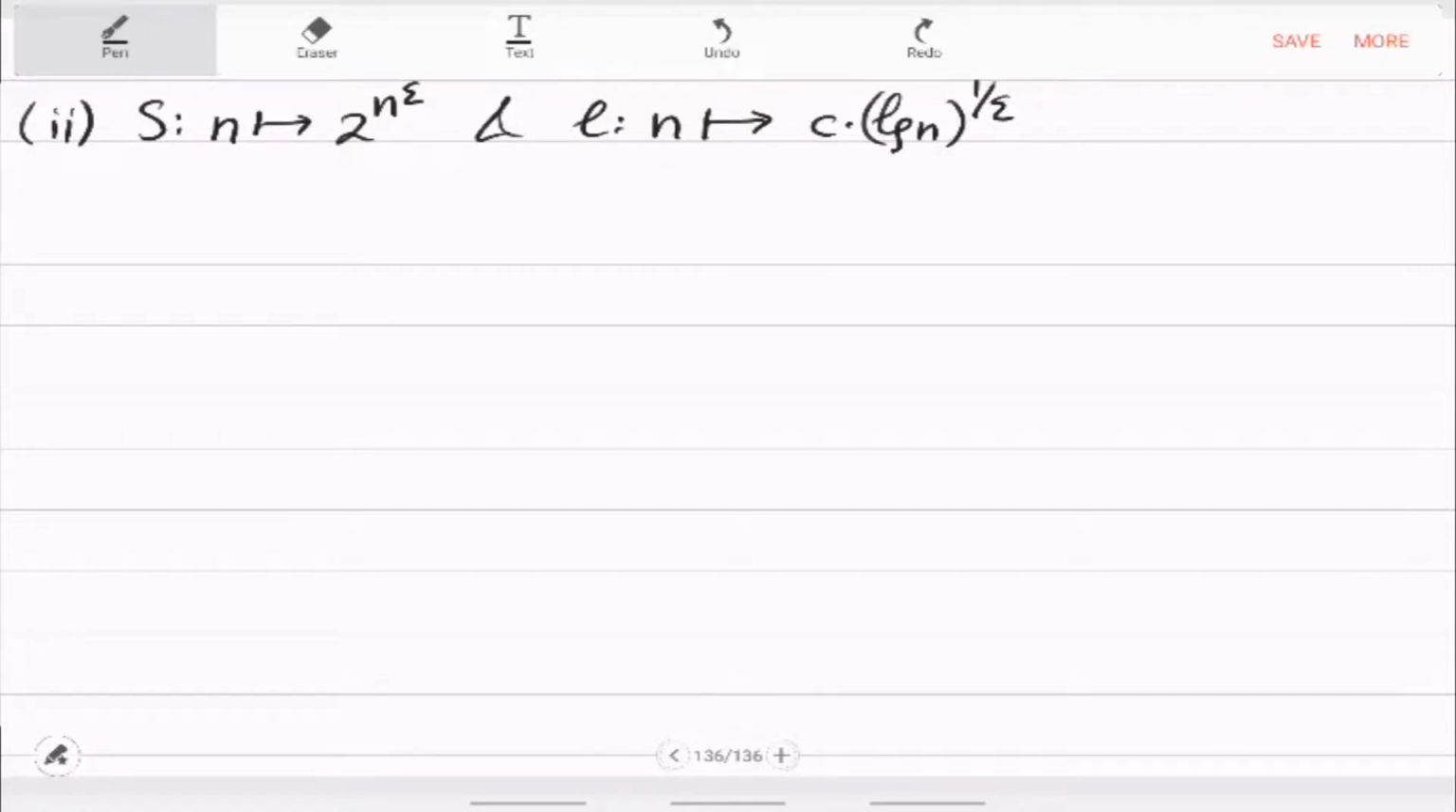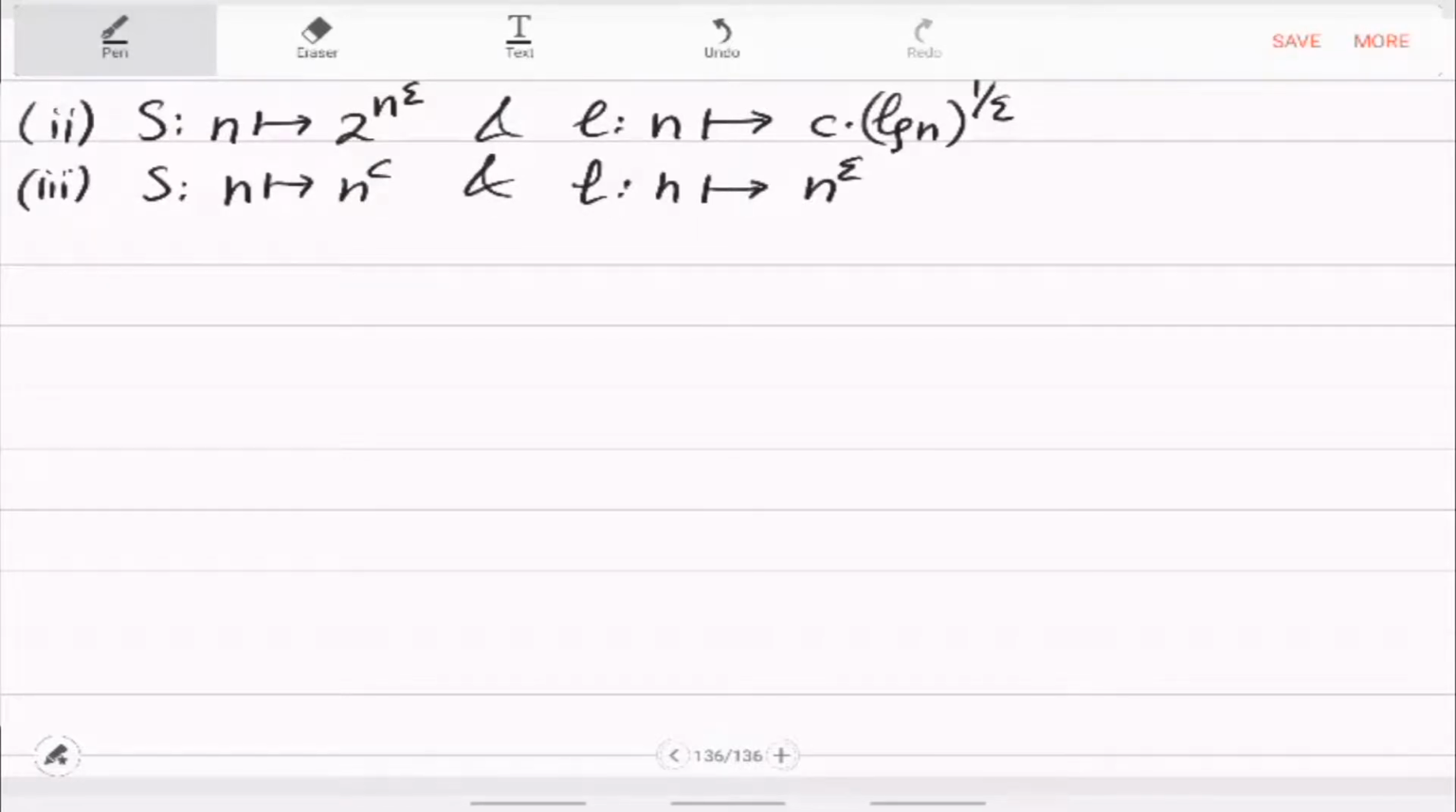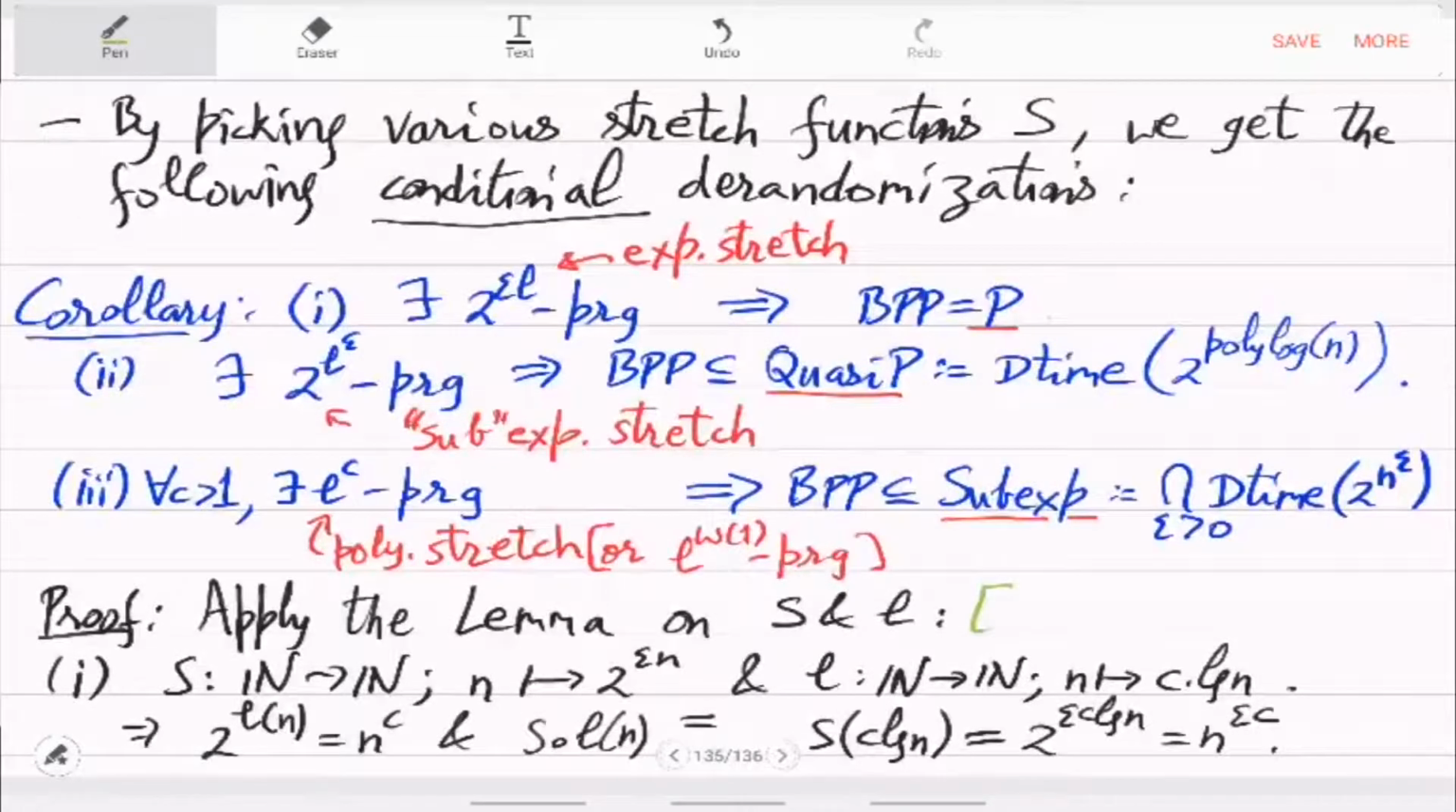That's the idea. And in the third case, S will be polynomial stretching, n to the C, and L will be kind of the inverse. So this will be n to the epsilon. Okay, so L is always kind of the inverse of S.